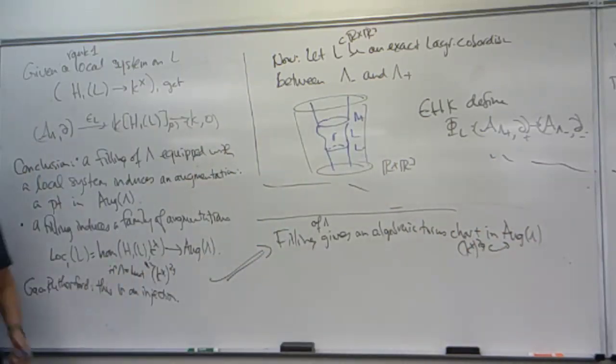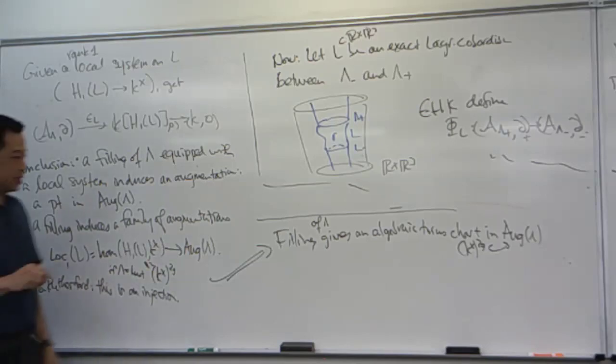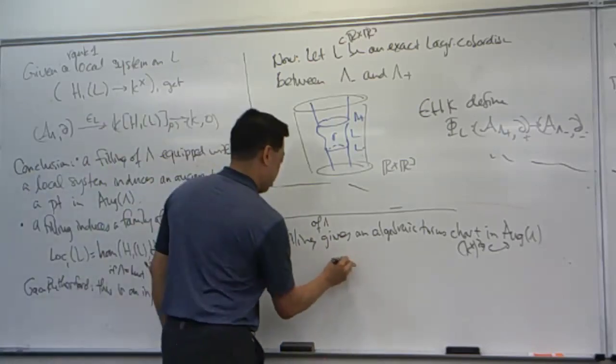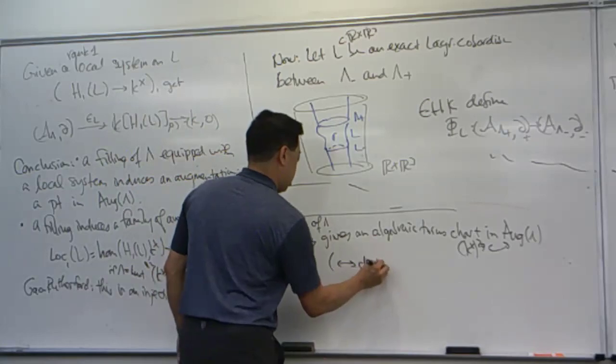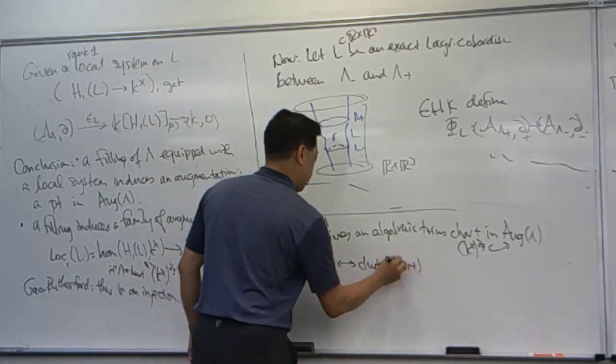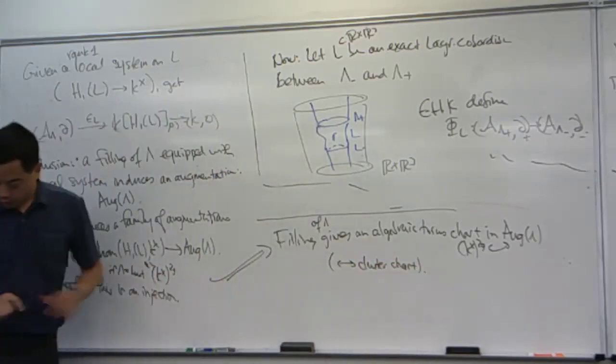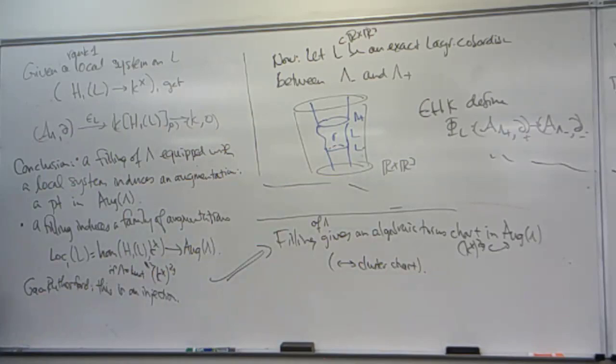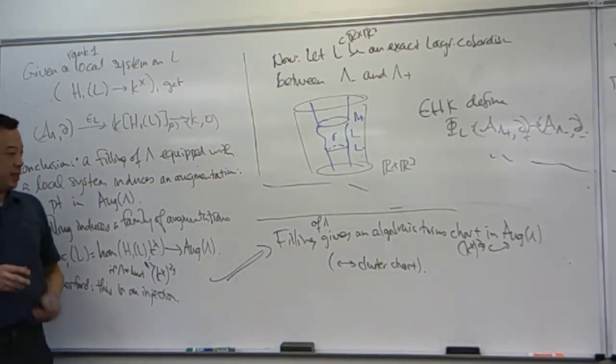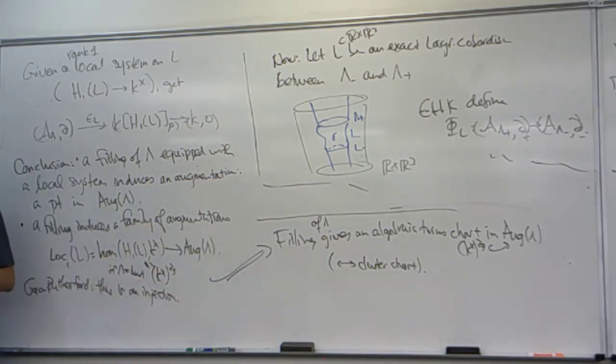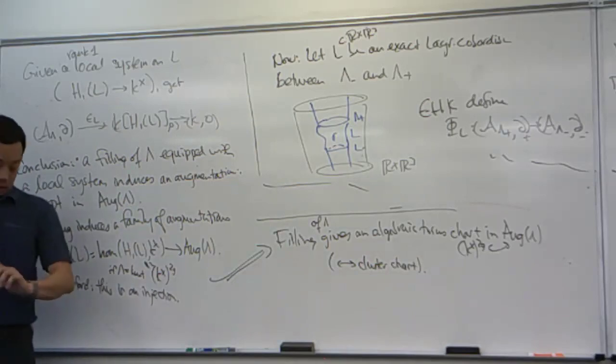I know everybody should say, yes, this is familiar to us, right? This is exactly like one of these cluster charts. But that's from the Floer theoretic point of view, that's how you get these cluster charts. You start with a filling, that gives you a family of augmentations, and that gives you some sort of chart inside of this augmentation variety. Okay. Great.